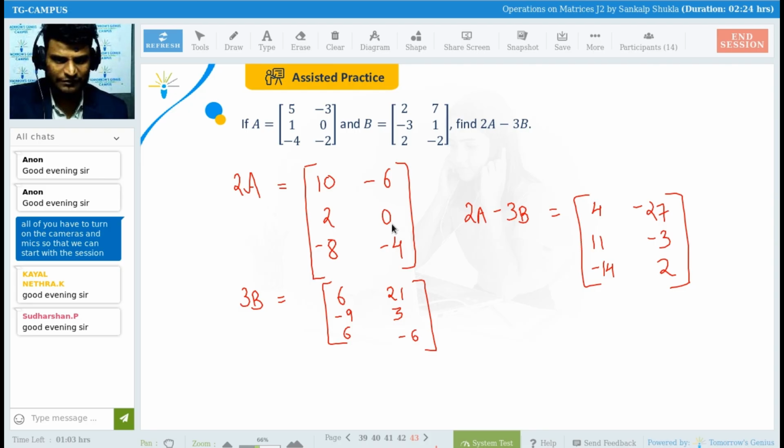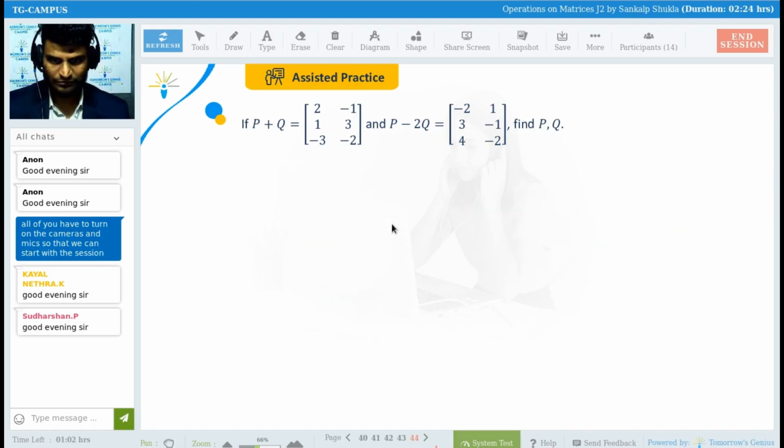Okay. Speed really matters in such kind of cases. So you have to get a good command in calculation. Okay. Again, we have not reached that level.